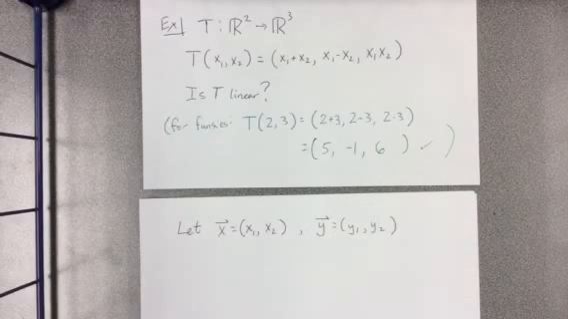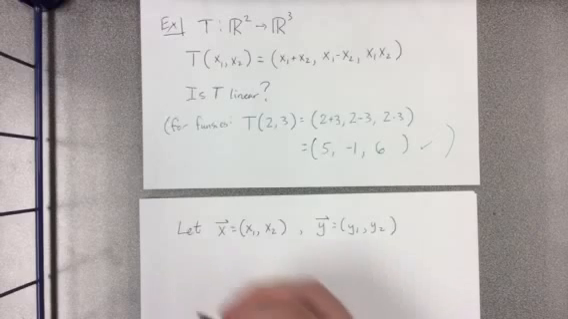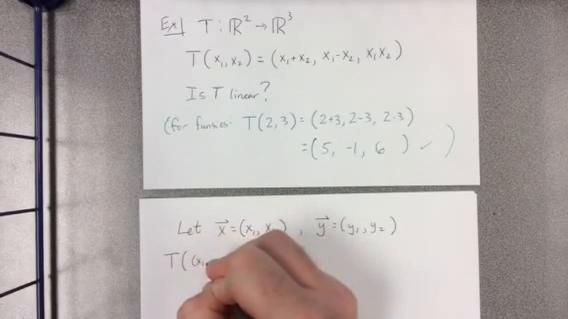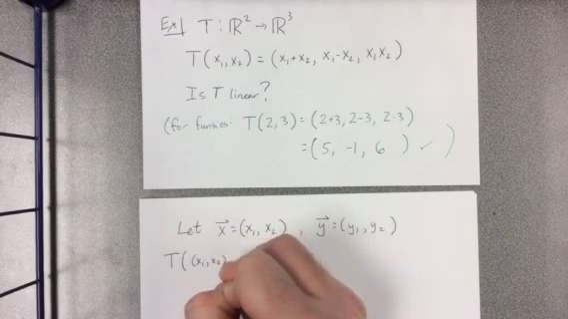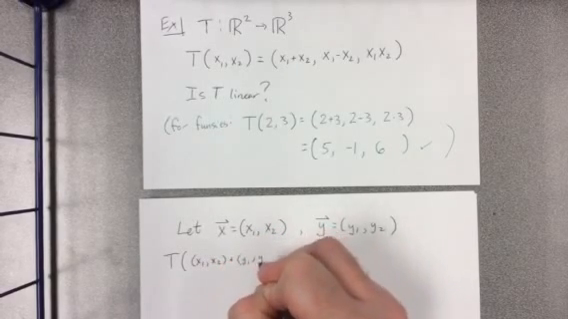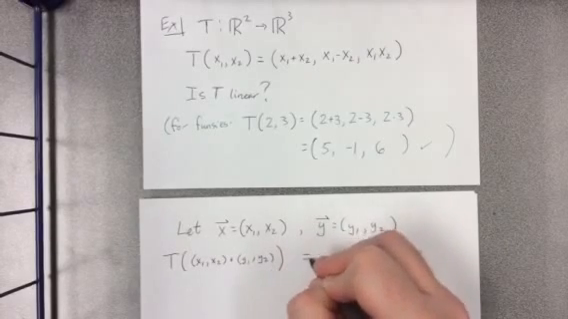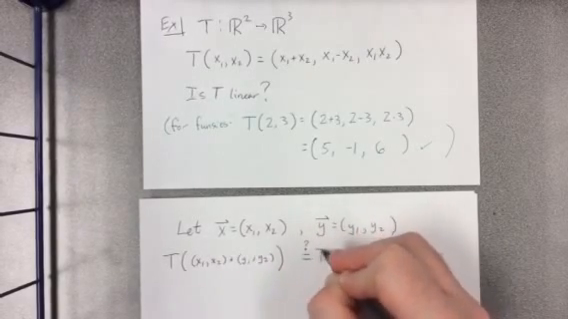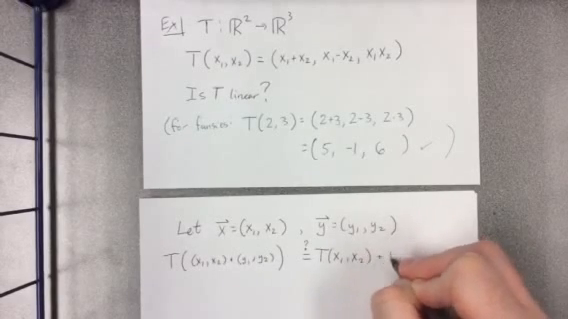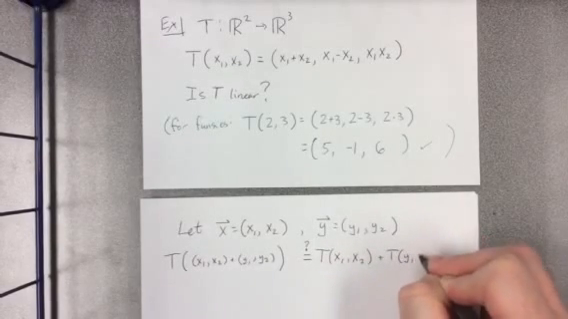To analyze our first property of linearity, I'm going to have to take the transformation of the sum of those two vectors, x1, x2 plus y1, y2. And we're going to have to pose the question, is that the same as the transformation of x1, x2 plus the transformation of y1, y2?